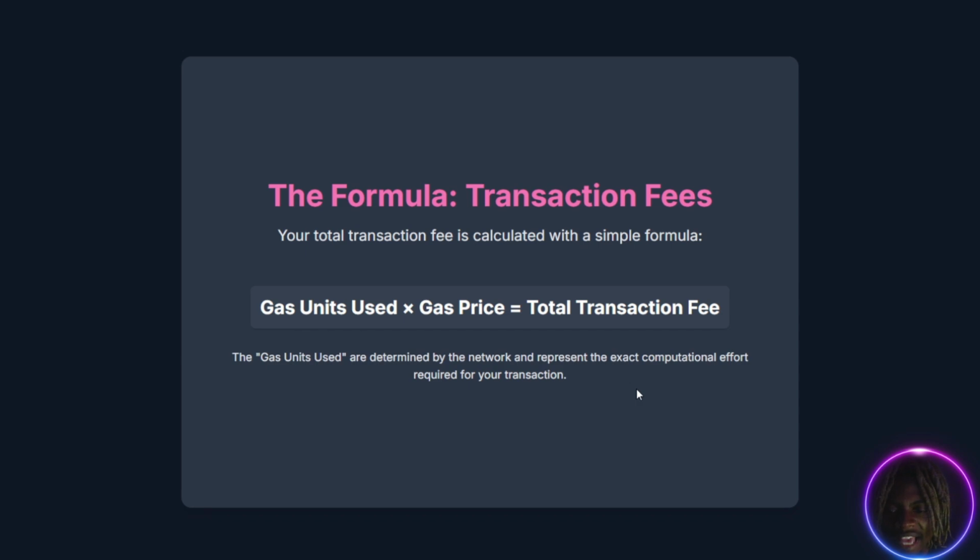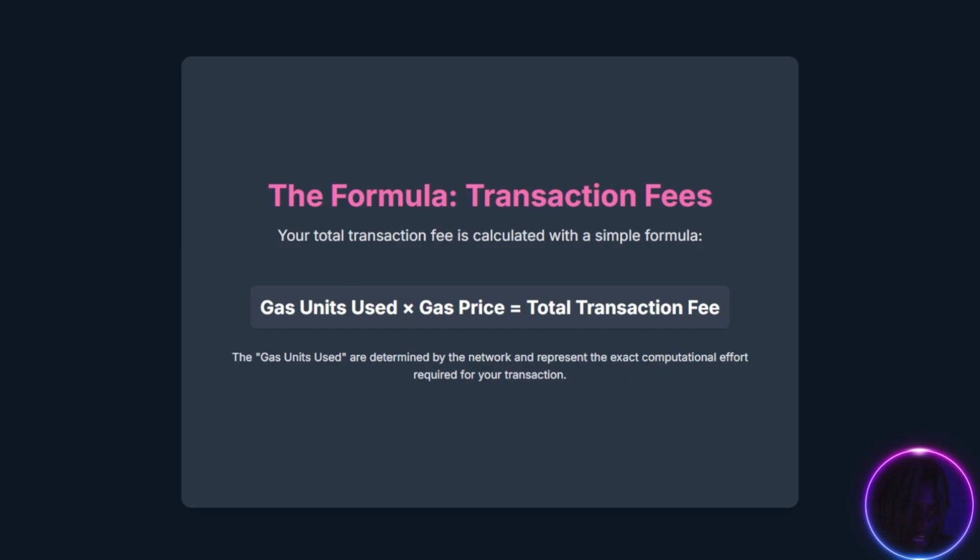The gas units used are determined by the network, and they represent the exact computational effort required for your transaction. So whenever you're worried about your gas fees, just understand that it's extremely important. Don't get annoyed with it. They're paid in ether, denominated in Gwei, and one Gwei equals 0.000000001 Ethereum.